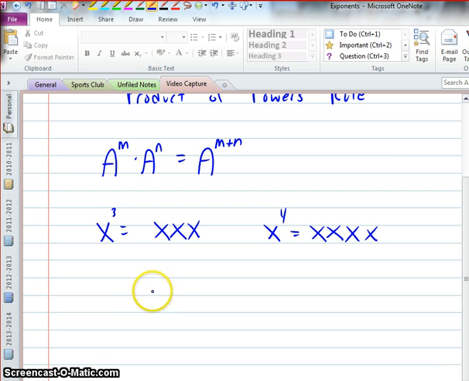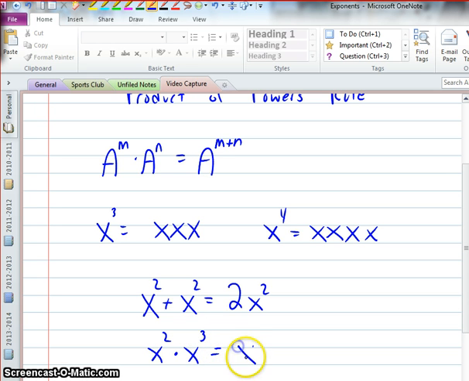This only works for multiplication. So for example, if you had x squared plus x squared, that's like having one apple plus another apple, you have 2 apples. But different story when you multiply. You simply add the exponents.